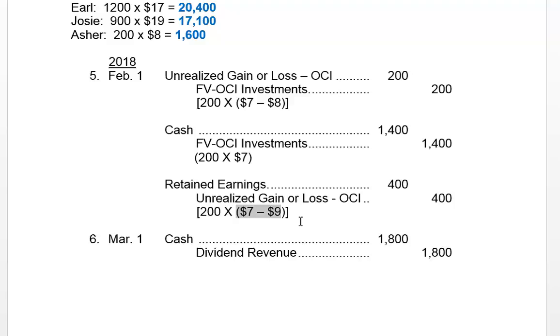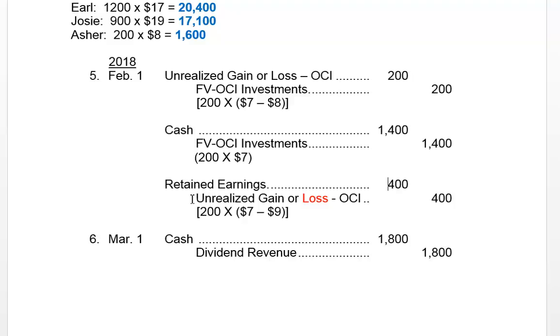So what's going to happen? I have to close out that loss. A loss is a debit balance. So to reclassify it, I'm going to have to credit that unrealized gain or loss account, specifically the unrealized loss. I'll just make that red so you know we're dealing with a loss. And then I'm going to debit or reduce my retained earnings by 400.